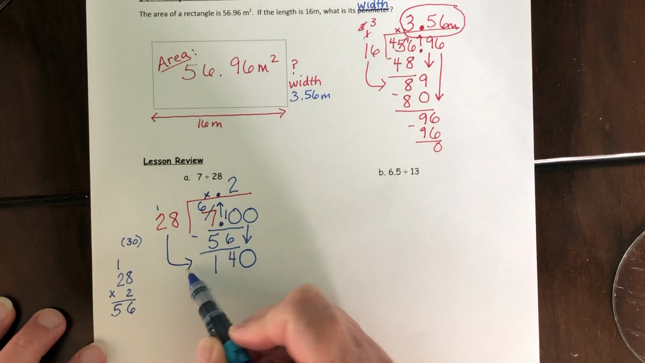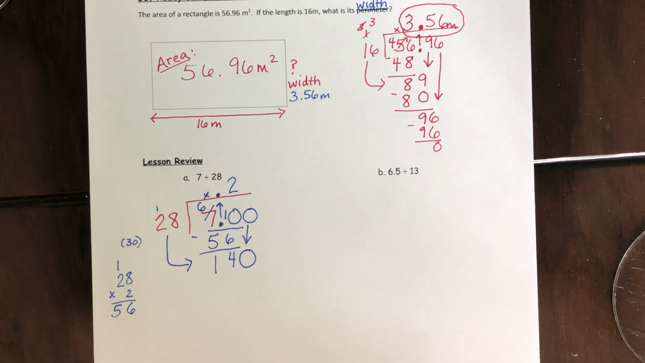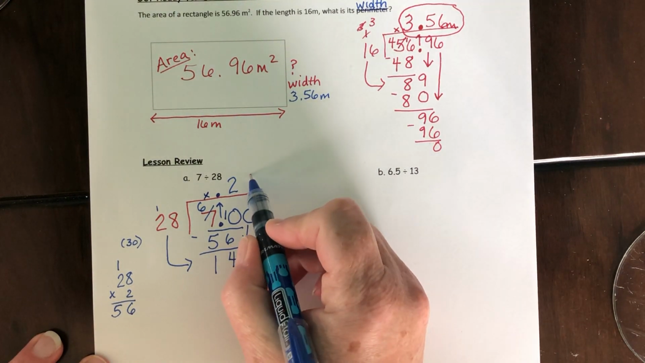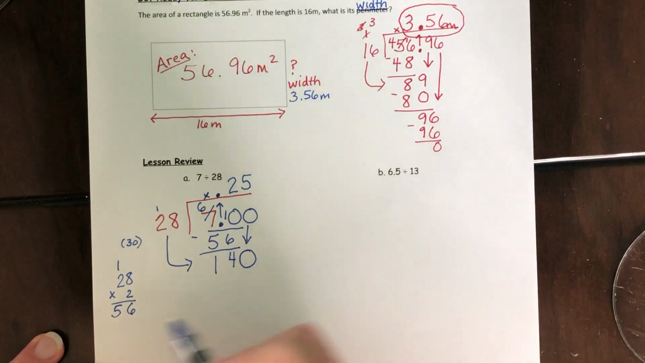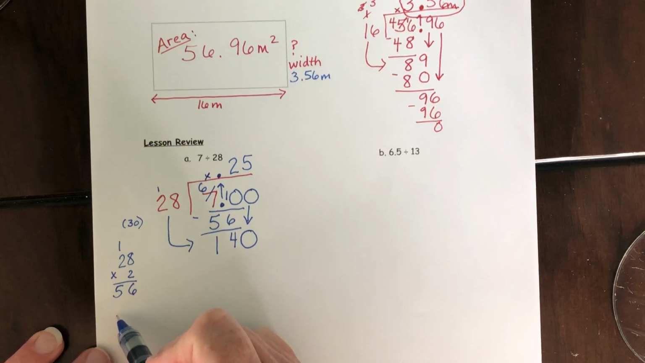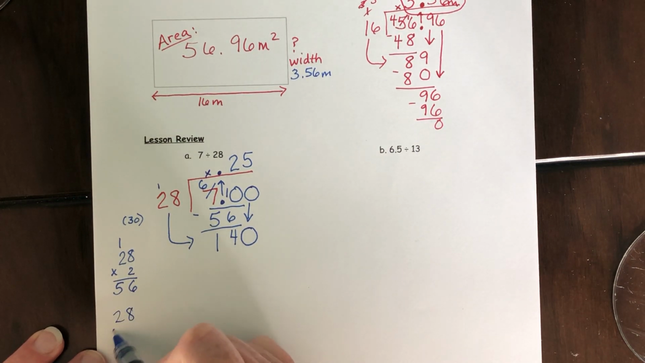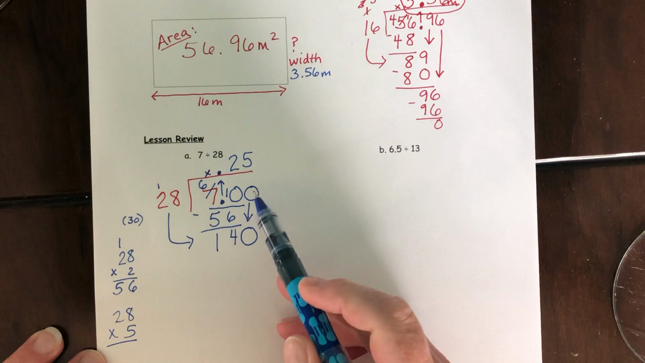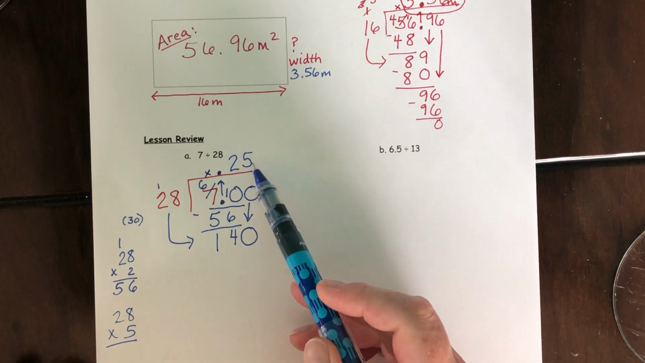So now I'm thinking, how many times does 28 go into 140? You can do repeated addition, you can do a skip counting list, you can think about 28 as 30. But if you think about 28 as 30, it's going to go into 140 about 5 times. So you can either do your math off to the side, 28 times 5 this time, or I'm just going to do the work within the problem.